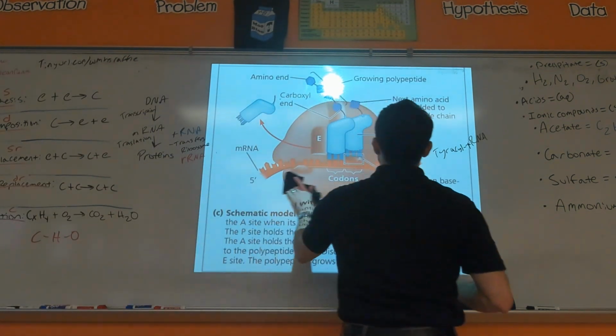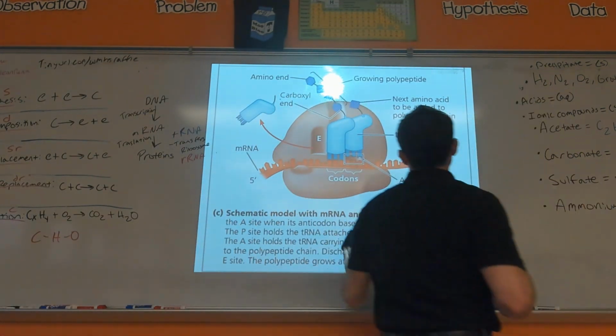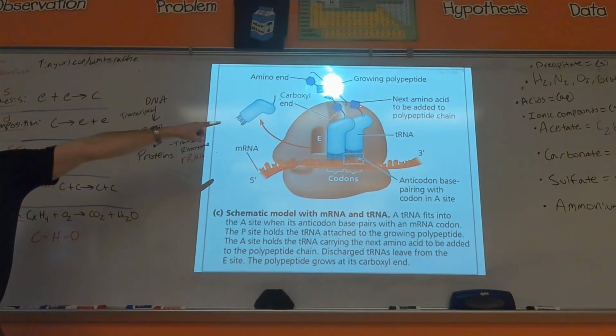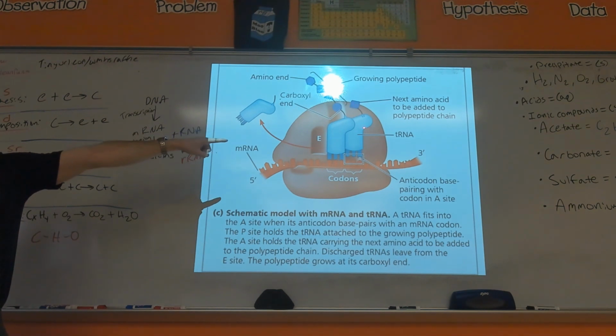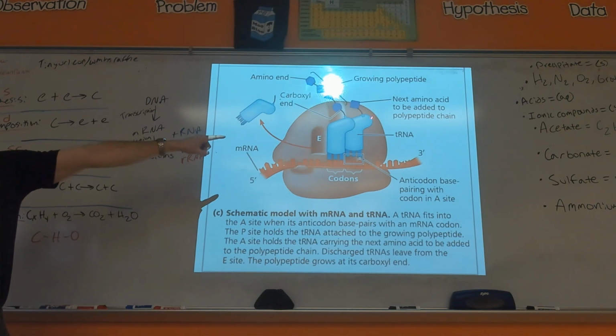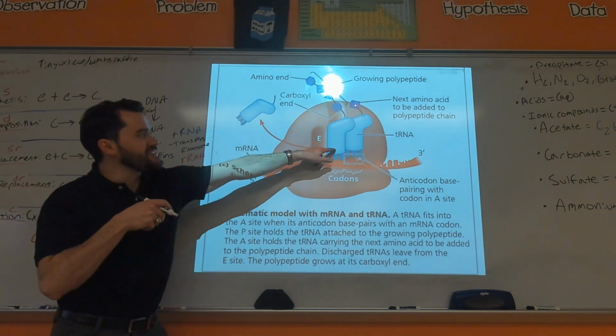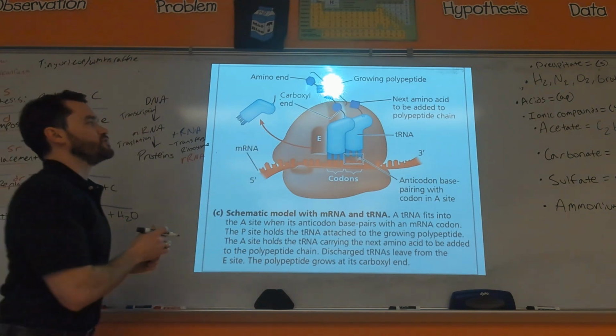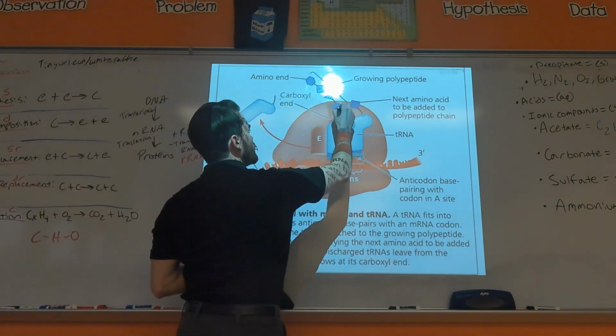So here we go. Here's a tRNA coming in. This tRNA would have the next amino acid for the chain. It comes in. The anticodon, that's the very end of the tRNA, recognizes a codon. And then once these get recognized with each other, that will catalyze the addition of the amino acid to the carboxyl end. So you need to know the end.